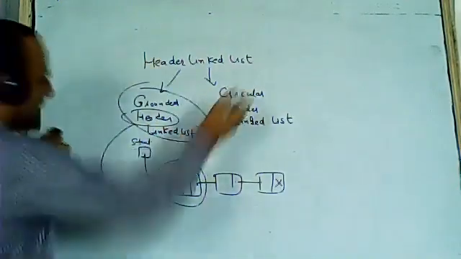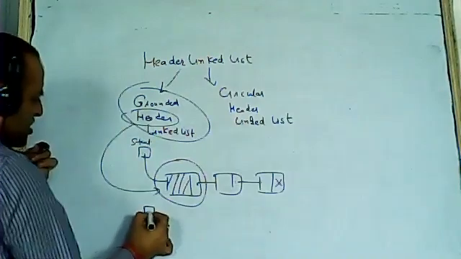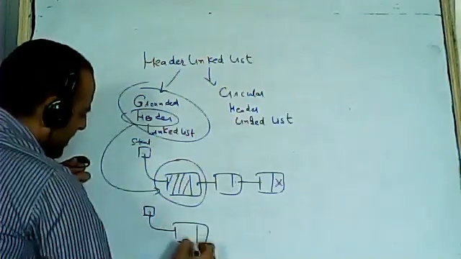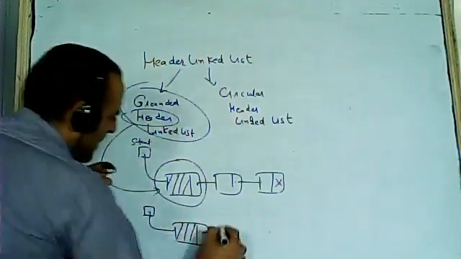But the second is the circular header linked list, in which we again have the header node at the start.